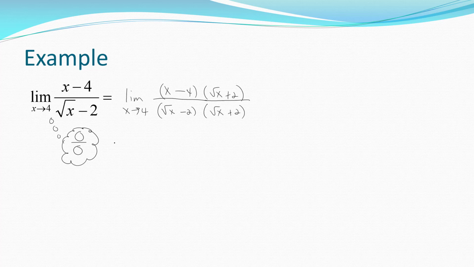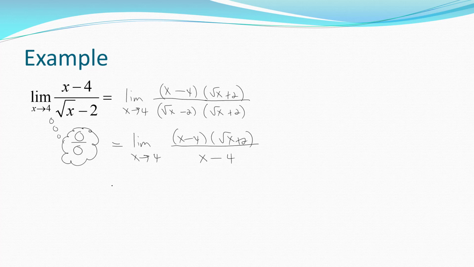In the numerator then, do not distribute that product, just leave it alone. That would still be x minus 4 times the square root of x plus 2, while in the denominator, definitely do distribute that product. Because it has the form of a minus b times a plus b, the result is the square root of x squared, x, minus the 2 squared, which is 4.